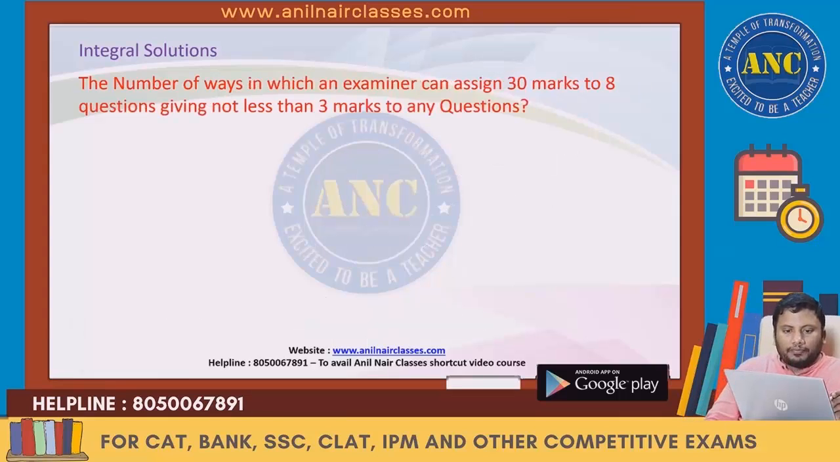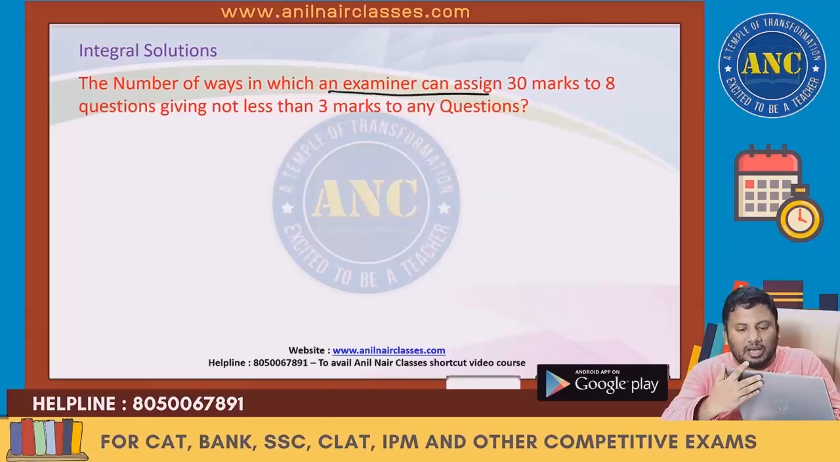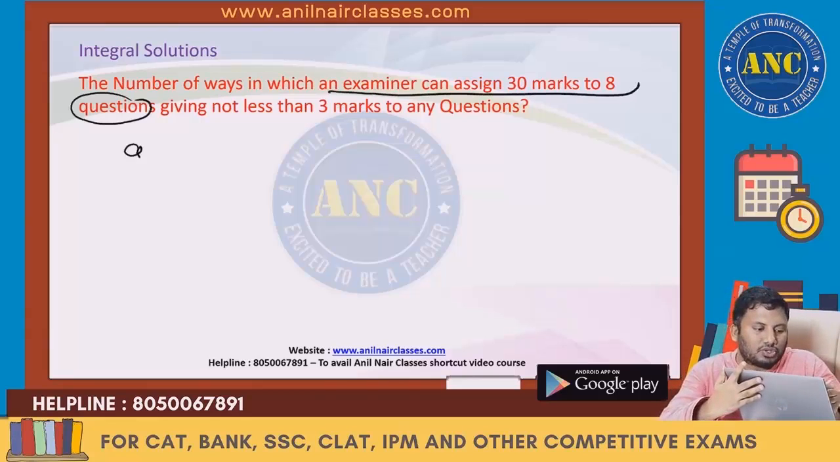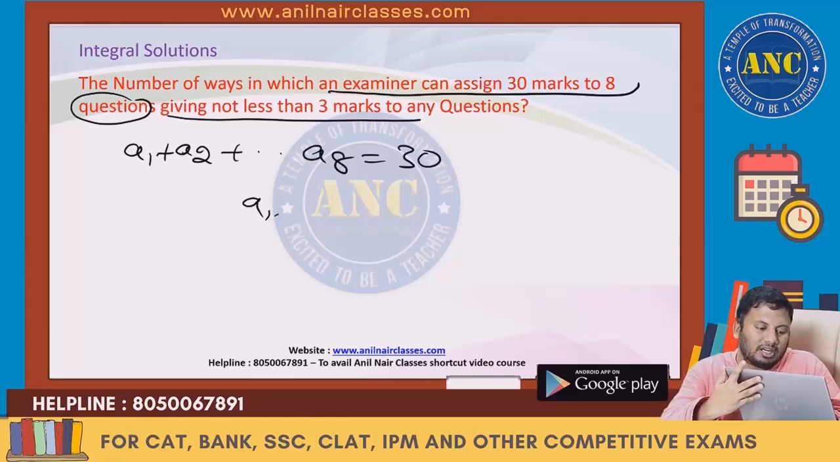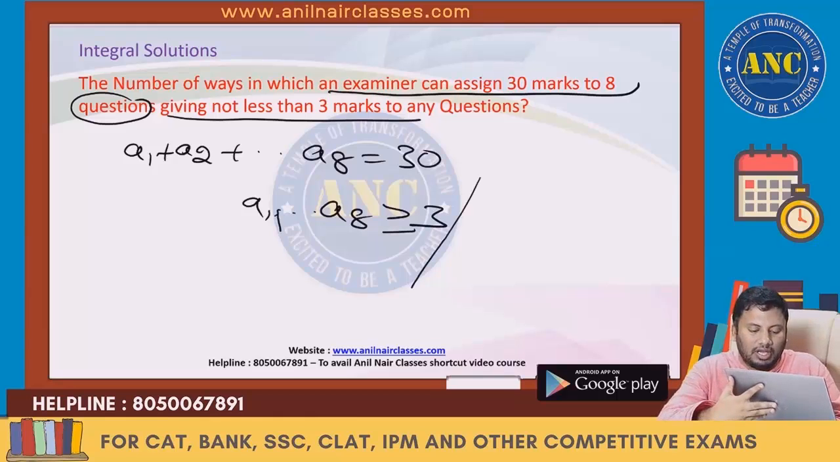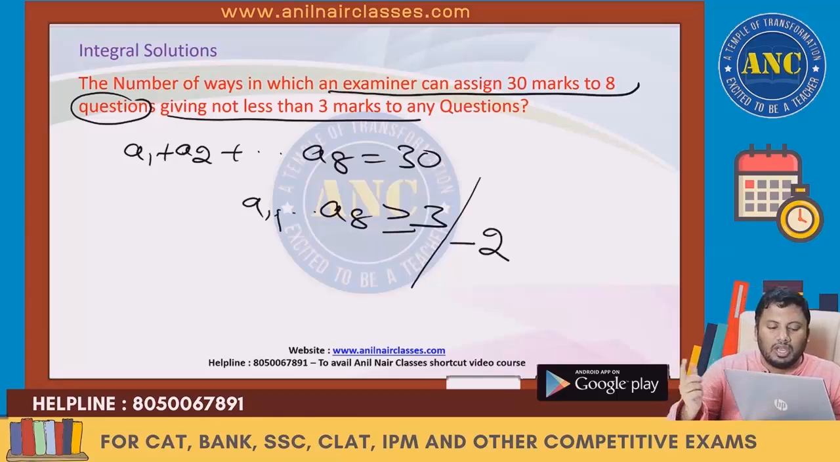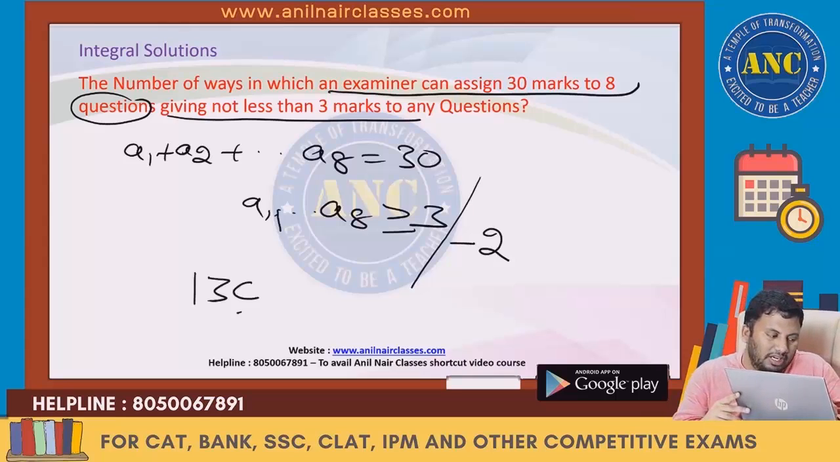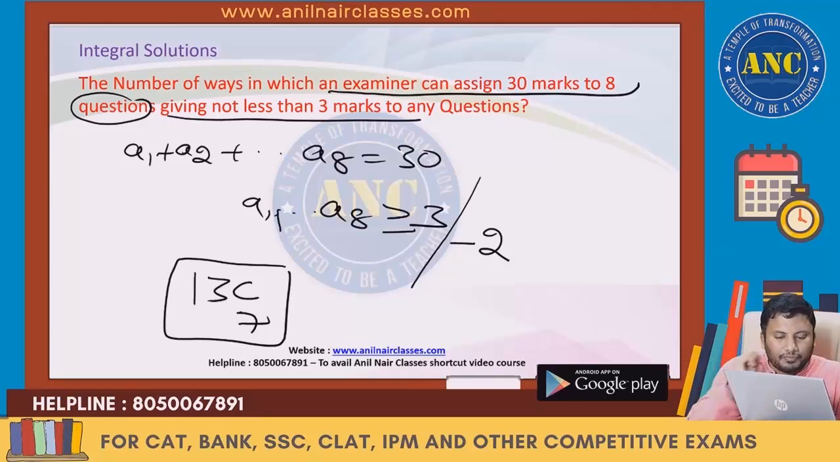Now, number of ways in which an examiner can assign 30 marks to 8 questions. There are 8 questions, 30 marks has to be assigned, giving not less than 3. A1, A2 till A8 greater than or equivalent to 3. That means minus 2 we have to do. 8 2s are 16, 30 minus 16 is 14. 14 is 13C7. No calculation required, bang on, you will get this answer.